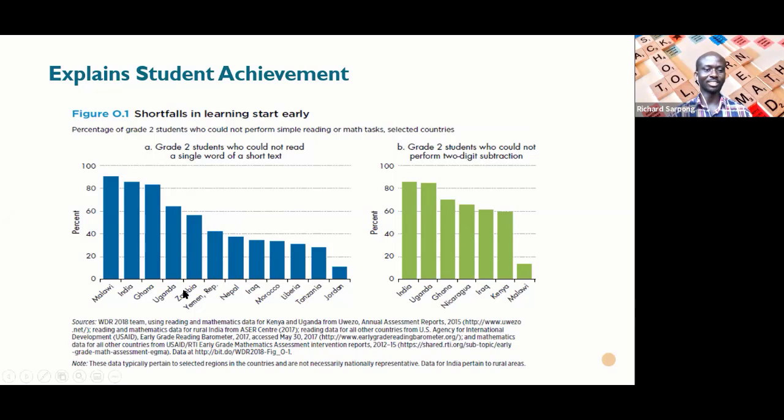And the Ghana statistics is there. We're talking about 80+% of students in Ghana in class 2 not able to read a single word of a short text. And if we look at the numeracy aspect of it, we're looking at 60+% of them who cannot do two-digit subtraction in most of the Ghanaian schools that we have.